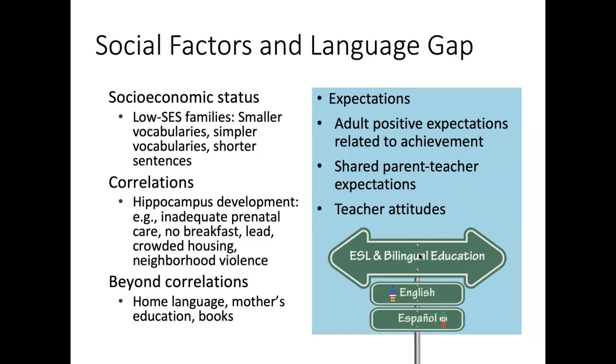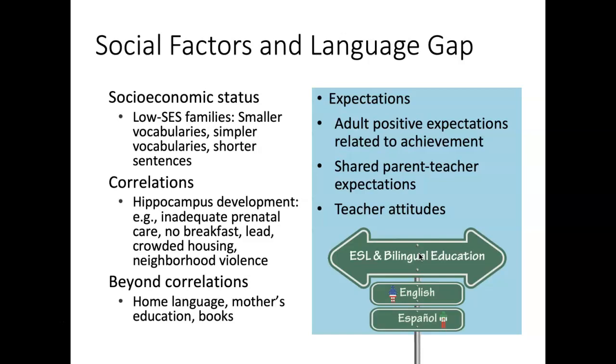There's correlations with the hippocampus development. Sometimes there's inadequate prenatal care with lower socioeconomic families. Sometimes no breakfast or lead exposure. Children could be living in crowded housing. There could be neighborhood violence. This may exist in children who are bilingual as well as children who are not bilingual. And sometimes there's a mistake made by the assumption that this is what's happening in bilingual families.